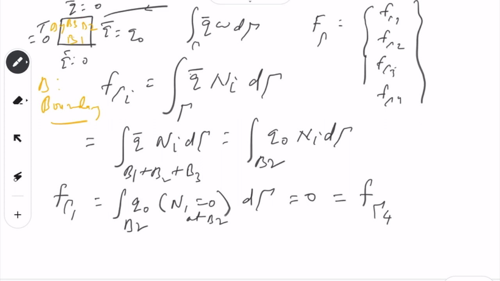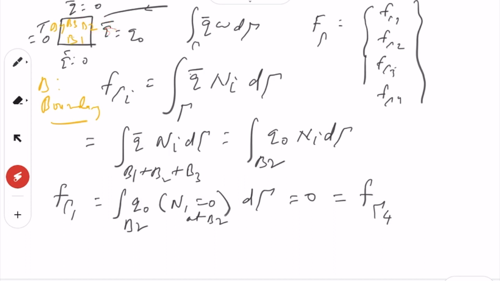Now what else? For this case, it really means this whole thing is going to be shared only between this node and this node, because at this and this it is 0. How will it be shared? Think in terms of a 1D element. If there was a body force like this one, half of it goes here, half of it goes here. So the total which is moving out of here will be Q naught times the value of this, which will be A.